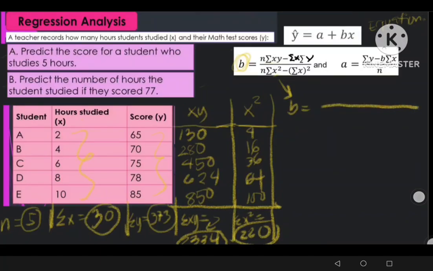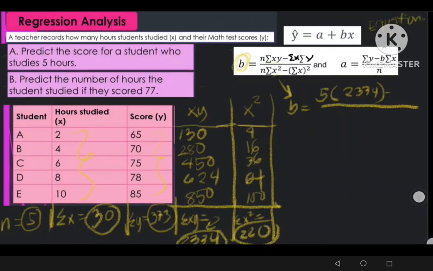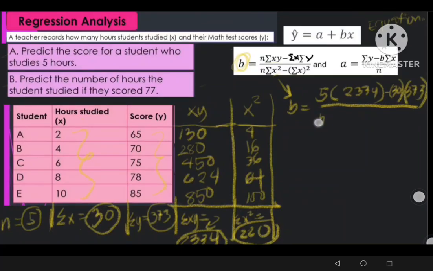In B, we have value of n. The value of n is 5, so we have 5. Open and close parentheses. The value of x times y. X times y is 2,334. Close parentheses, subtraction. Value of x, the value of x is 30. We have open parentheses 30. And then summation of y is 373. Open and close, 373. Close parentheses. And then on the lower side, in our denominator, we have n there. N is 5, so you just input 5.